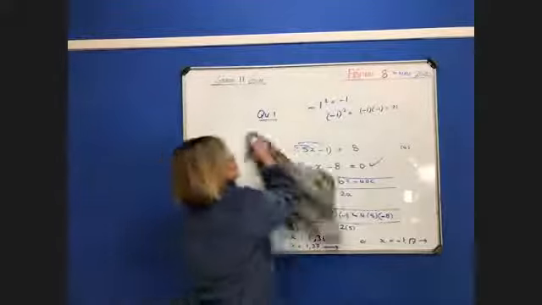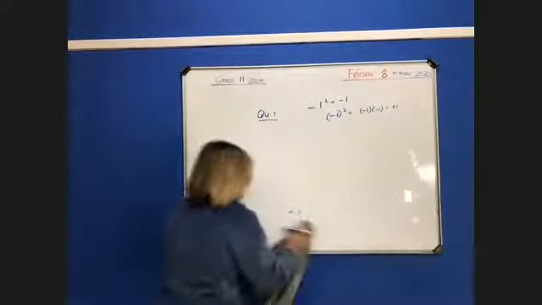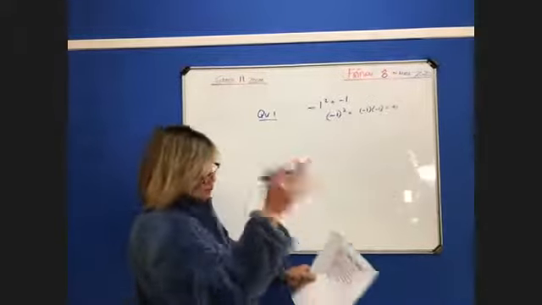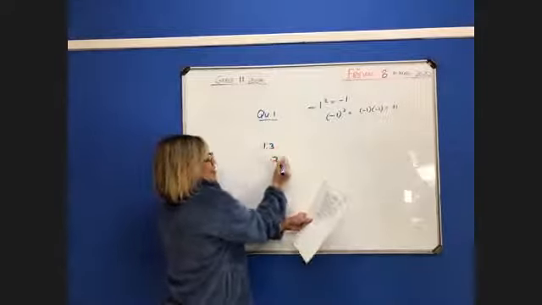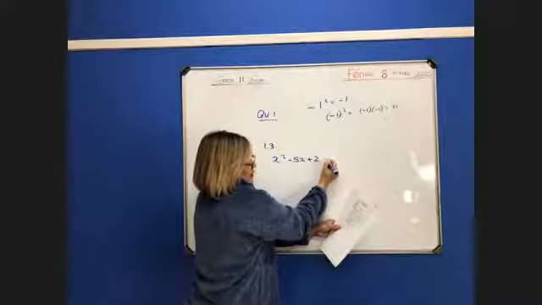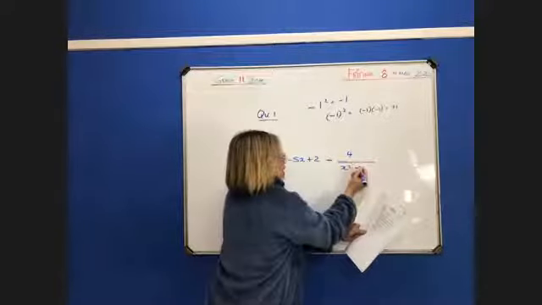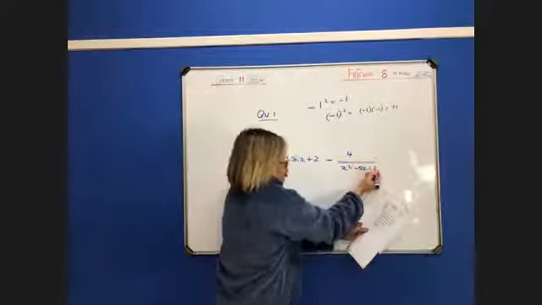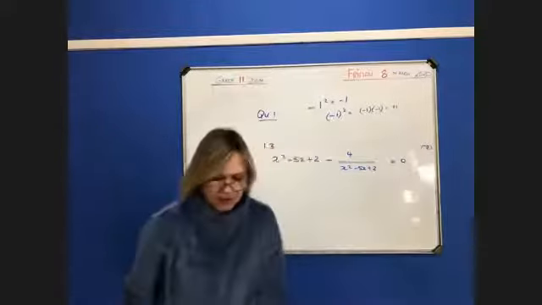Brilliant. Let's do 1.3. These are all very level 2 easy. We're going to rock the boat now with harder examples. 1.3. x squared minus 5x plus 2 minus 4 over x squared minus 5x plus 2 is equal to 0. Look at that, 7 marks.